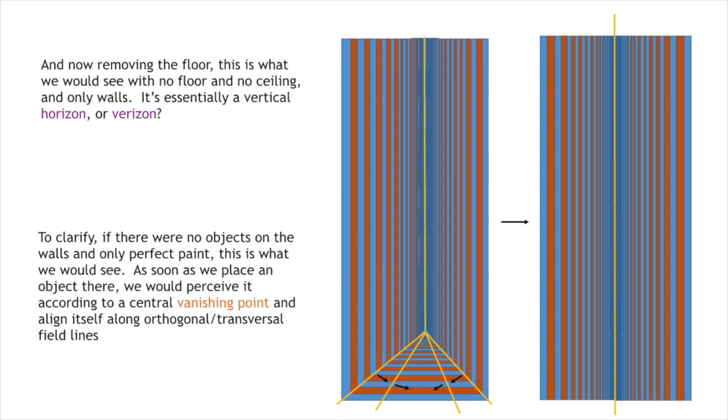So to clarify, if there were no objects on the walls and only perfect paint, this is what we would see. But as soon as we place an object there, we would perceive it according to a central vanishing point. In other words, right now it's a line, but there is a point on that line where it is perpendicular to our eye. And so at that point, that's still your vanishing point. If you put an object within that field, it will line up so that the orthogonal lines on that object would intersect at the vanishing point.